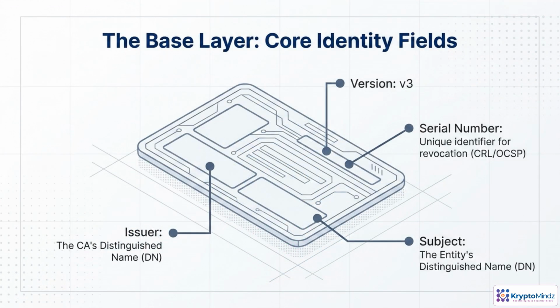At the base of every X.509 certificate are a few identity fields that everything else depends on. The version tells clients we're using v3, so extensions are allowed. The serial number uniquely identifies this certificate, and CRLs and OCSP responses use it when revoking. The issuer field names the CA that signed it. The subject field names the entity the certificate represents. Together, issuer plus serial number and the subject form the core identity.